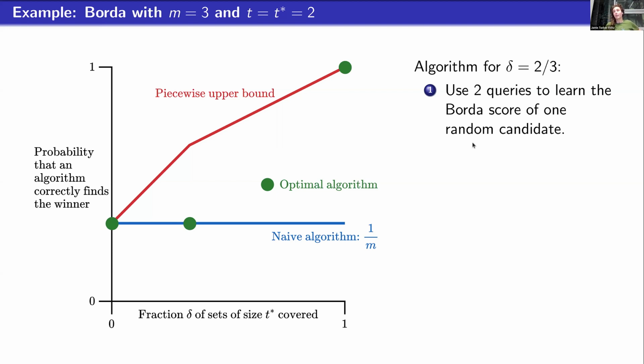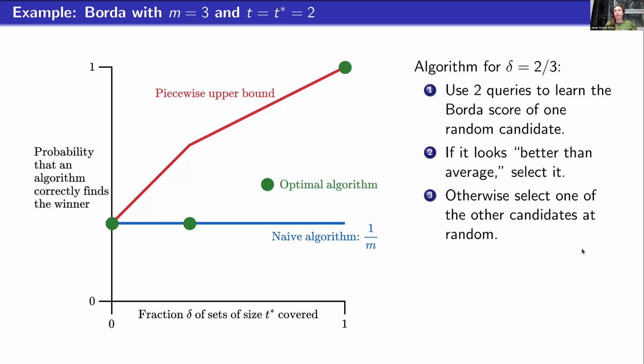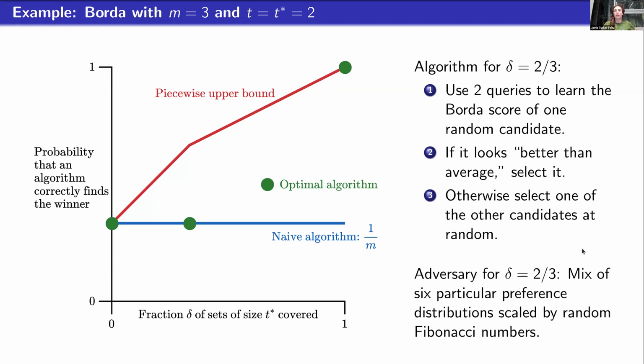The algorithm is basically to use 2 queries to learn the Borda score of 1 random candidate, and then if it looks better than average, select it. Otherwise, select one of the other ones. And I won't say anything more about the adversary in that, other than it uses Fibonacci numbers. So go read the appendix proof if you're interested in that. I don't have time to talk about it.